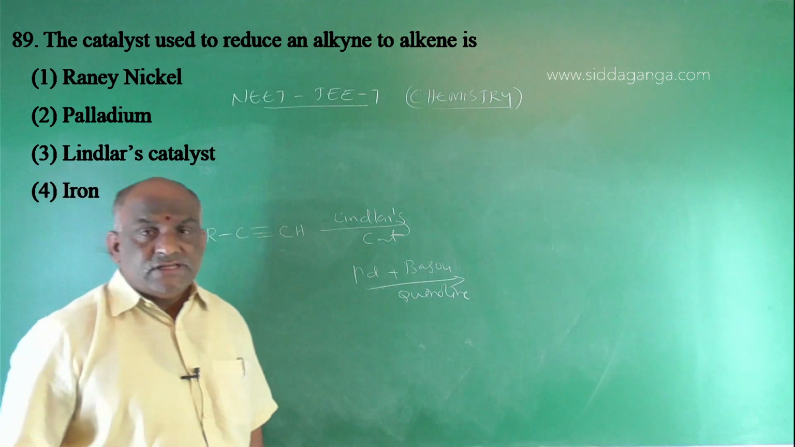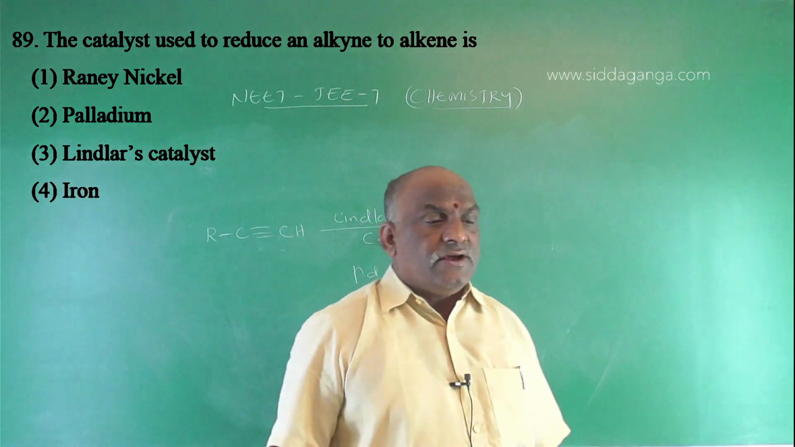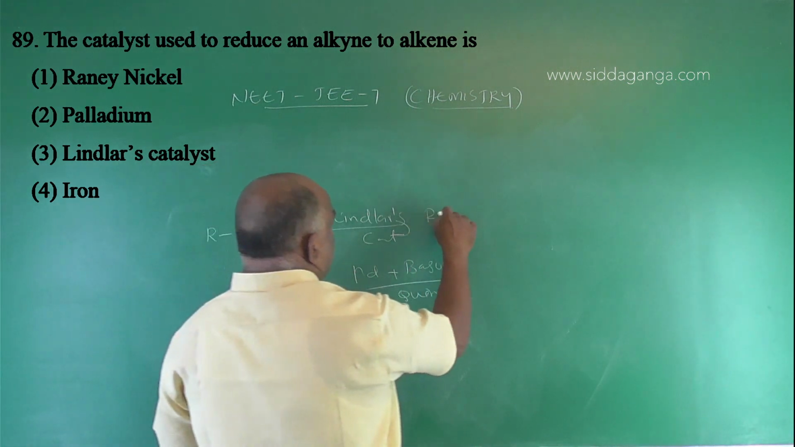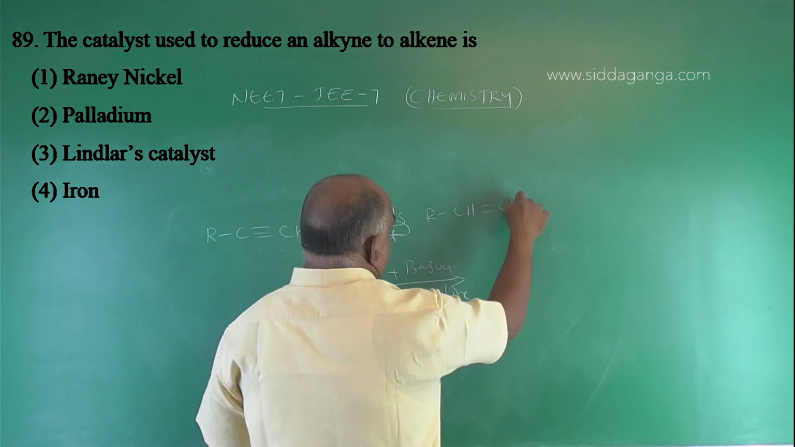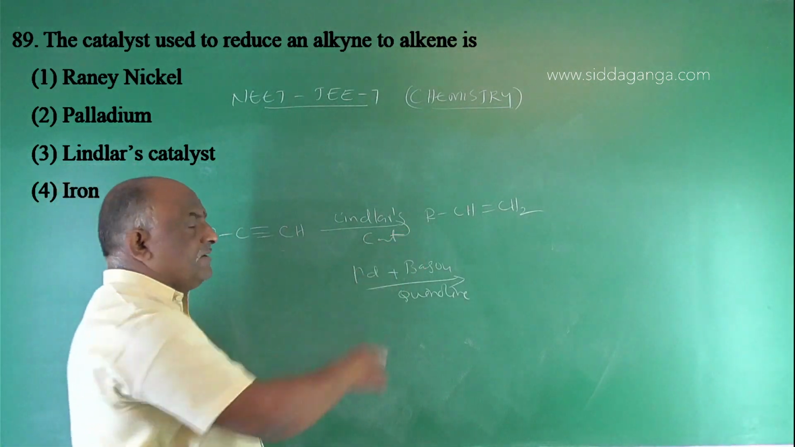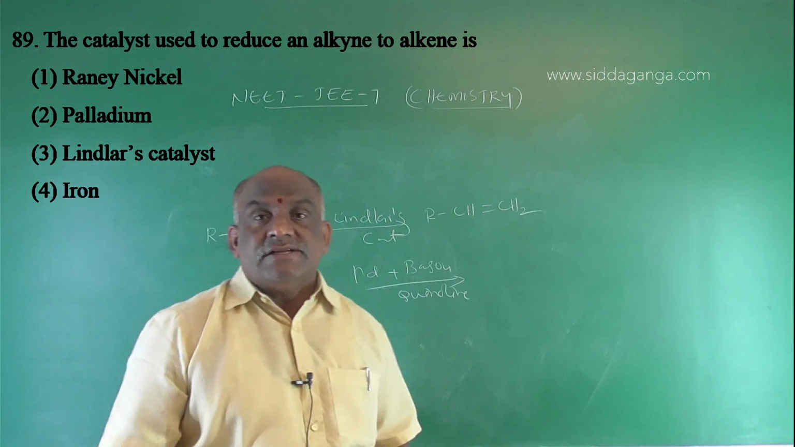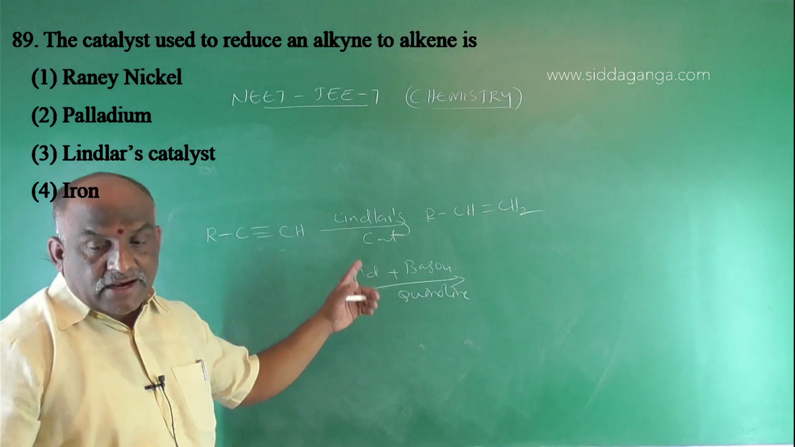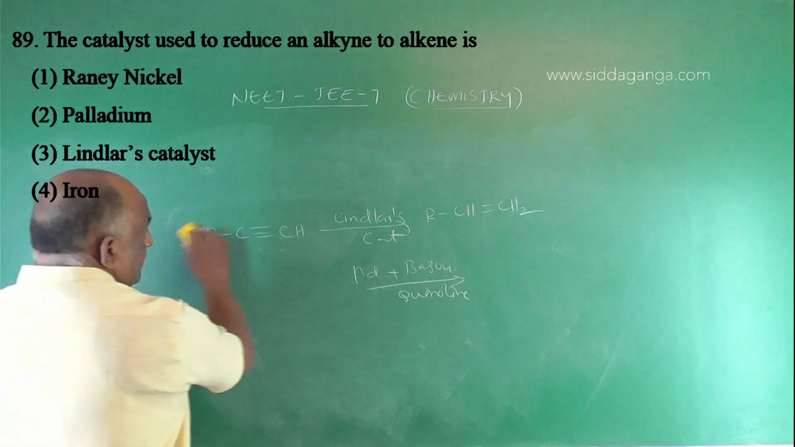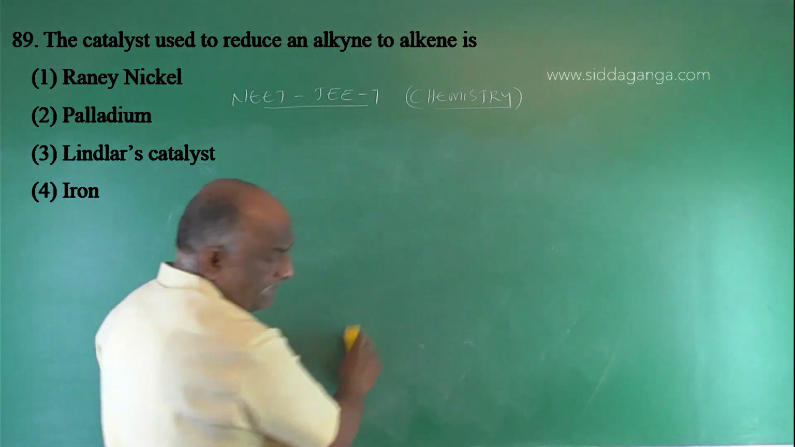So by using this Lindlar's catalyst, we can convert an alkyne to an alkene. This is the alkyne, that is the alkene. So we are going with Lindlar's catalyst. Lindlar's catalyst formula: palladium barium sulfate, quinoline. And next, the last question.